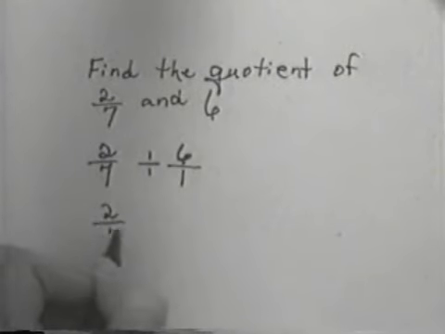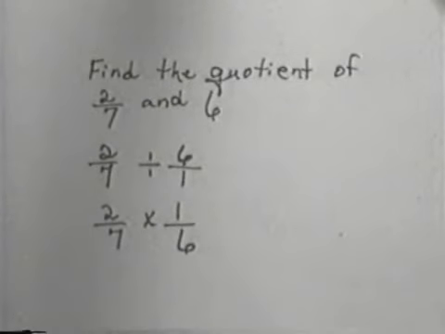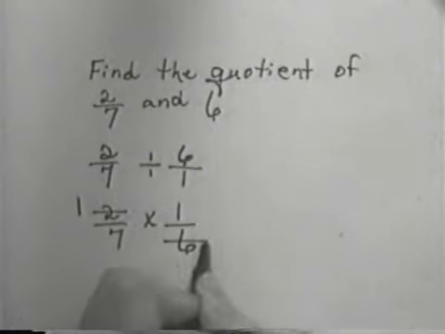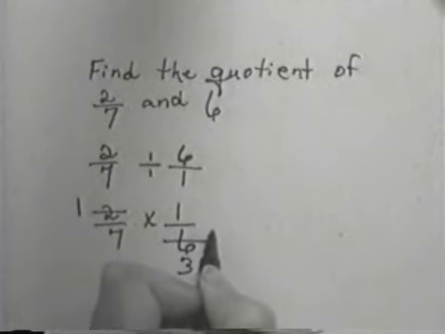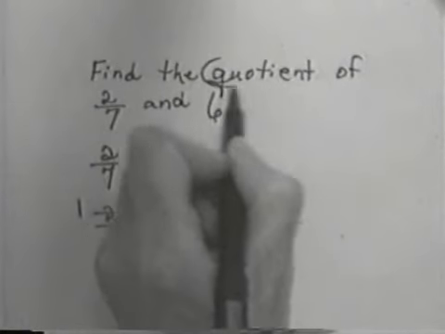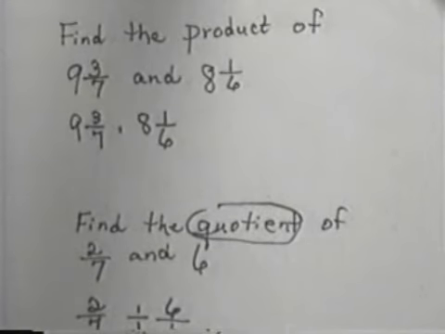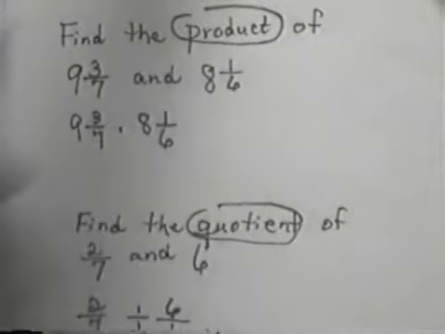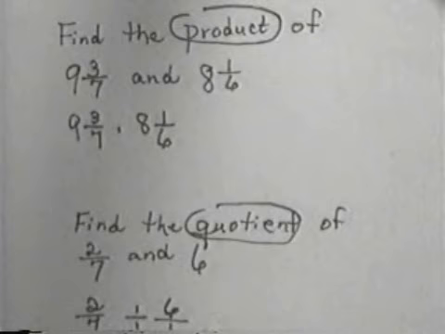It would be 2/7 times, and you'd find the reciprocal, 1/6. You look and see if you could reduce. 2 will go into 2 1 time, 2 will go into 6 3 times, so you'd end up with 1/21. 1 over 21. Okay, the main thing I wanted to point out to you though is don't forget that if you see the word quotient, you've got a division problem. If you see the word product, you have a multiplication problem. Product tells you to multiply, quotient tells you to divide.